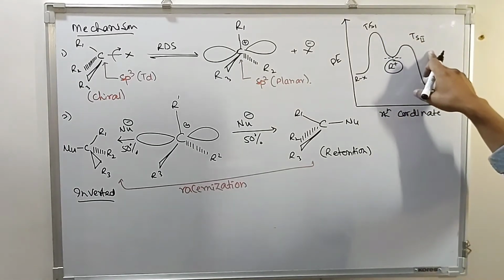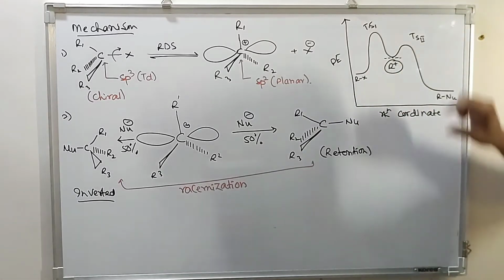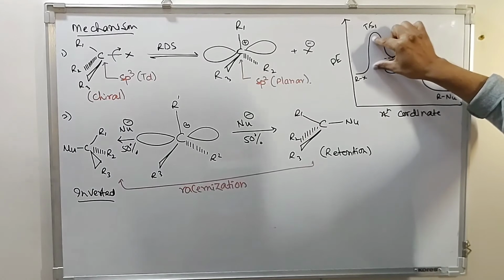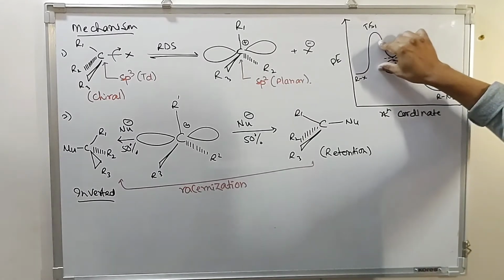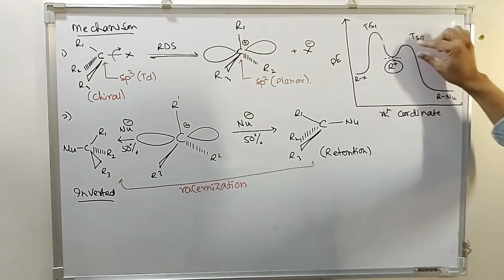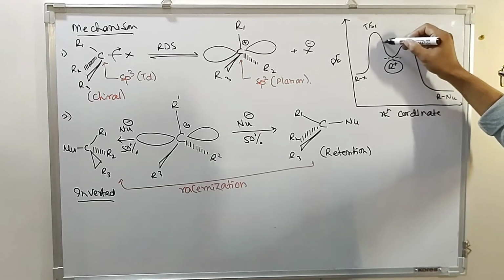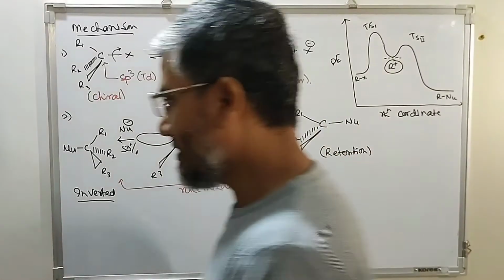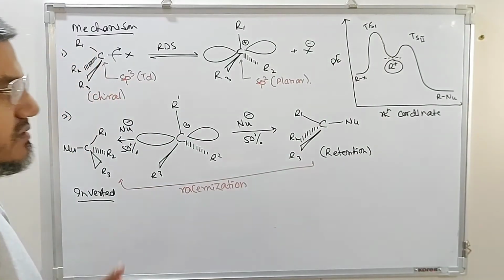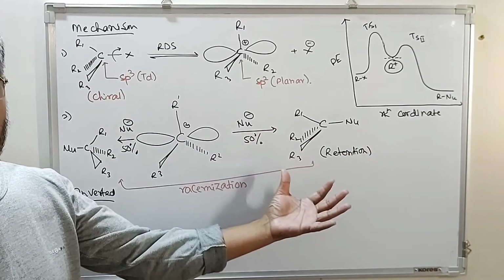This results in the formation of transition state 2. So this also indicates the two-step reaction. The activation energy for this transition state 1 is more, so this is the rate determining step, or the slow step, and this is the fast step. So this is the mechanism and energy profile of the SN1 pathway.